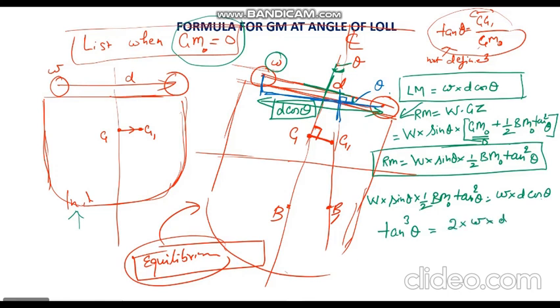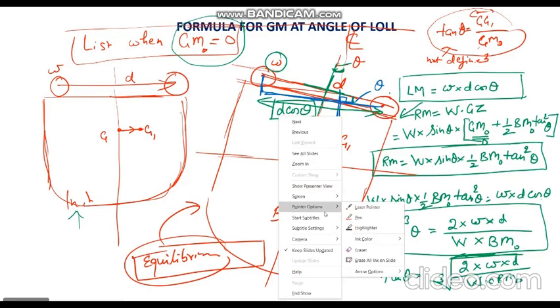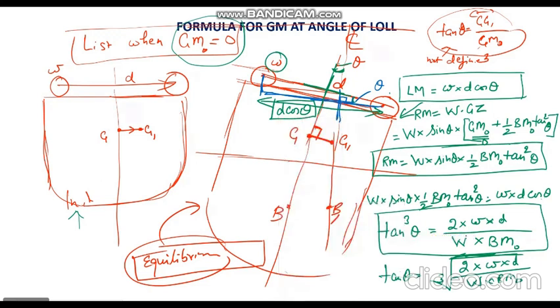So what is left on the right side is this 2 will go in the numerator: 2 into w into d. Cos theta has already come to the left. And we'll have the W going down here, and we'll have the BM going down here. Correct, Peter? This becomes the formula, or we can say tan theta is equal to the cube root of, it's not the square root, it's the cube root of 2 into w into d upon W into BM initial. This becomes the formula for finding the list of the ship which has initial metacentric height 0.